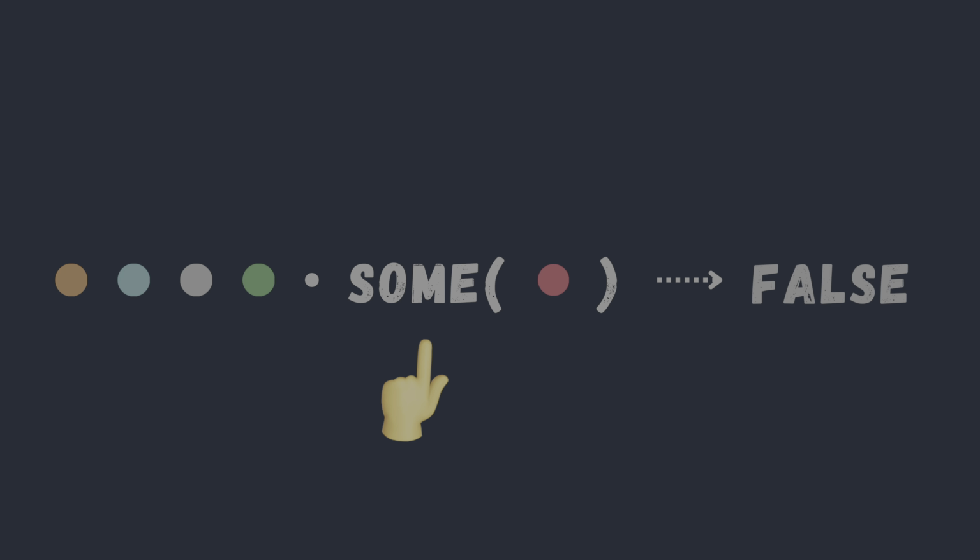Final method, the sum method. Use it to check if at least one element in an array satisfies the condition. It returns true if at least one element meets the condition, otherwise it returns false.